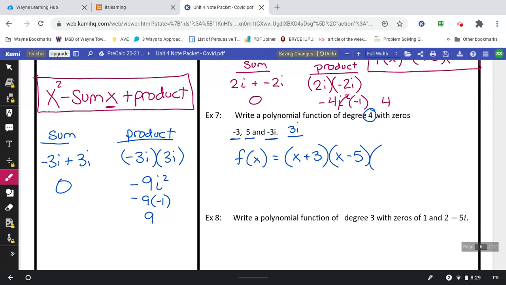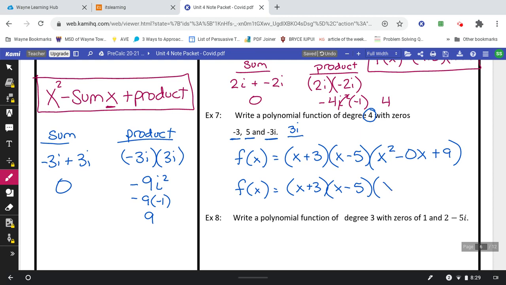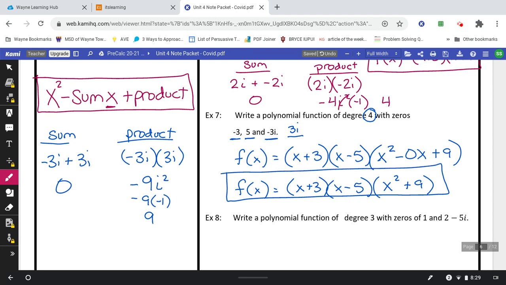So then I write it back into the formula. So 0 is my sum, so I write x squared minus 0x plus 9. And then you want to take off that 0. If you didn't want to write it in the first place, that's okay. But 0x can be ignored. And that's a good final answer. Notice your degree 4 is represented. You have an x here, and then 2 x's right there.